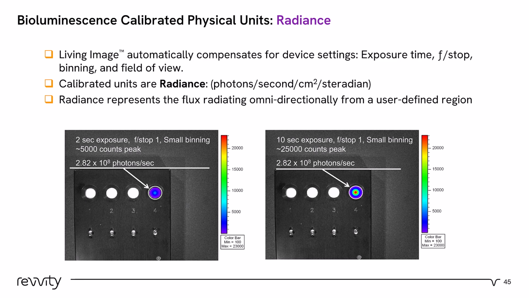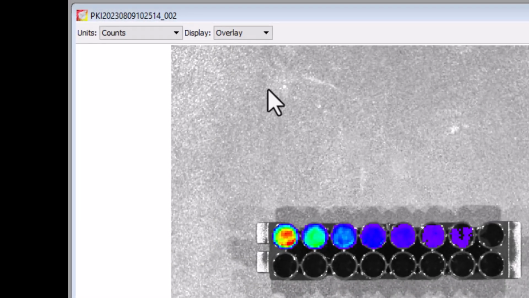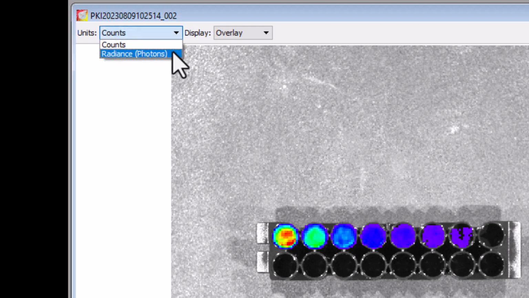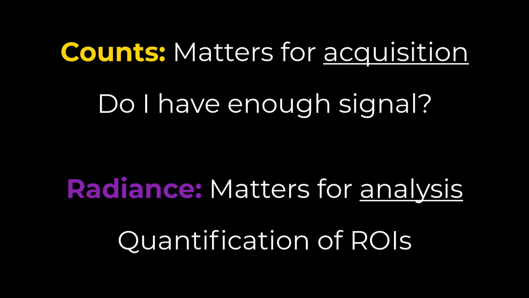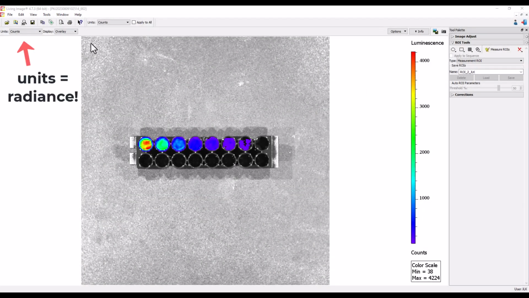Two images taken with different exposure times, f-stops, or binnings can still be compared to one another if the units are converted to radiance. Therefore, before getting your measurements, switch to radiance from the units drop-down box. In other words, remember counts is for ensuring quality at the time of acquisition, radiance is for quantitative comparison during analysis. Now let's define a region of interest using the available tools in the tool palette.